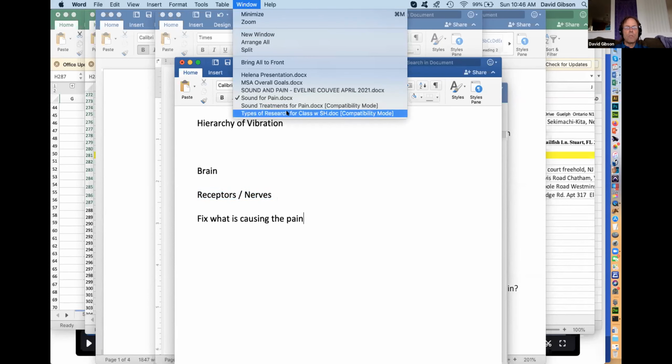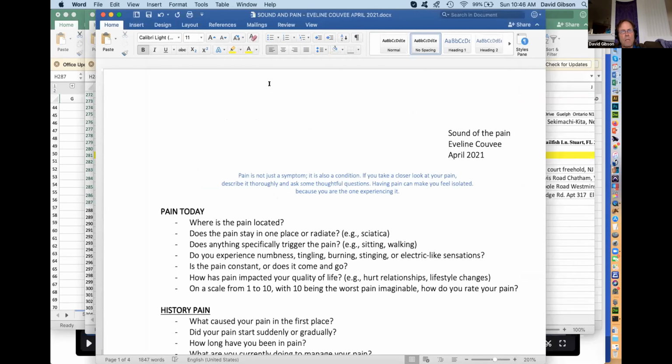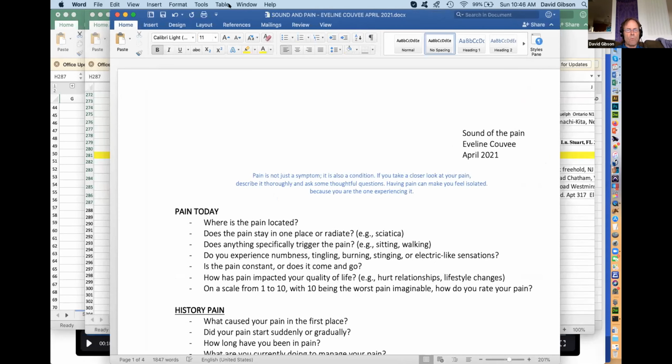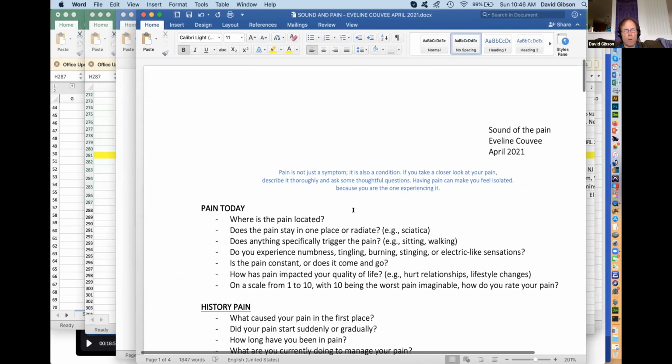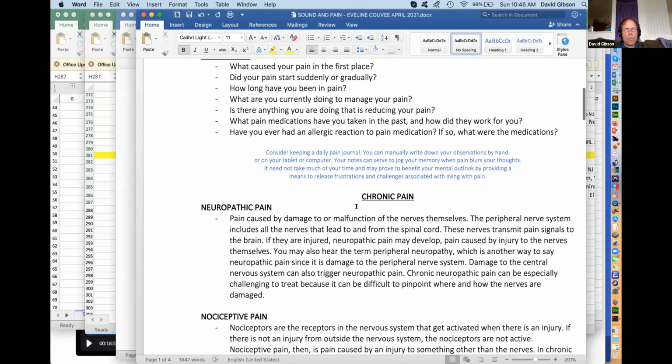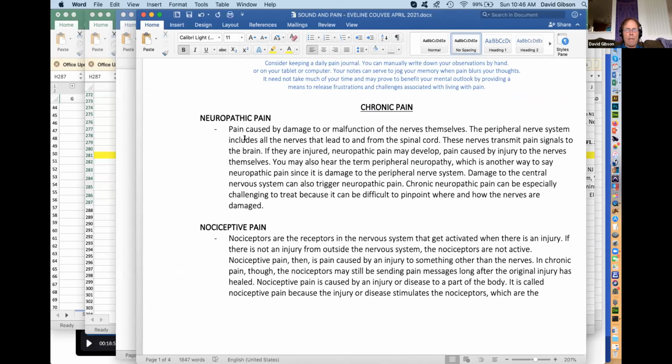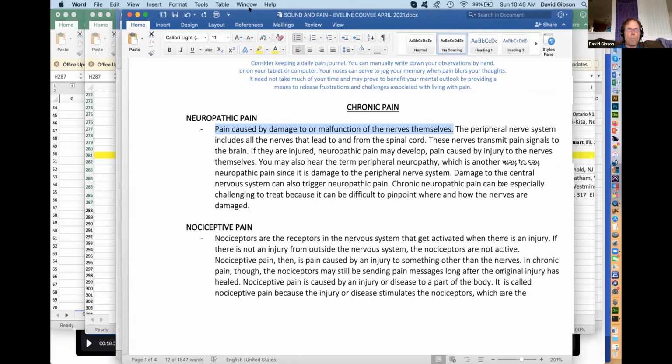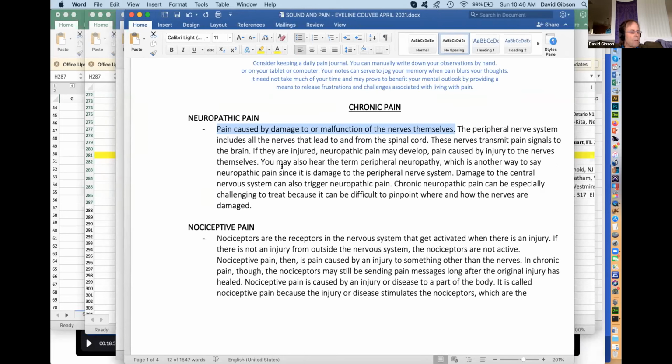So let me show you the different types of pain that Evelyn did a little paper on. It was really cool. Thank you so much for your work on this, Evelyn. Okay, so there's neuropathic pain, and it's pain caused by damage to the nerves themselves. That's what we were just talking about, the problem that's actually causing the pain in the first place.